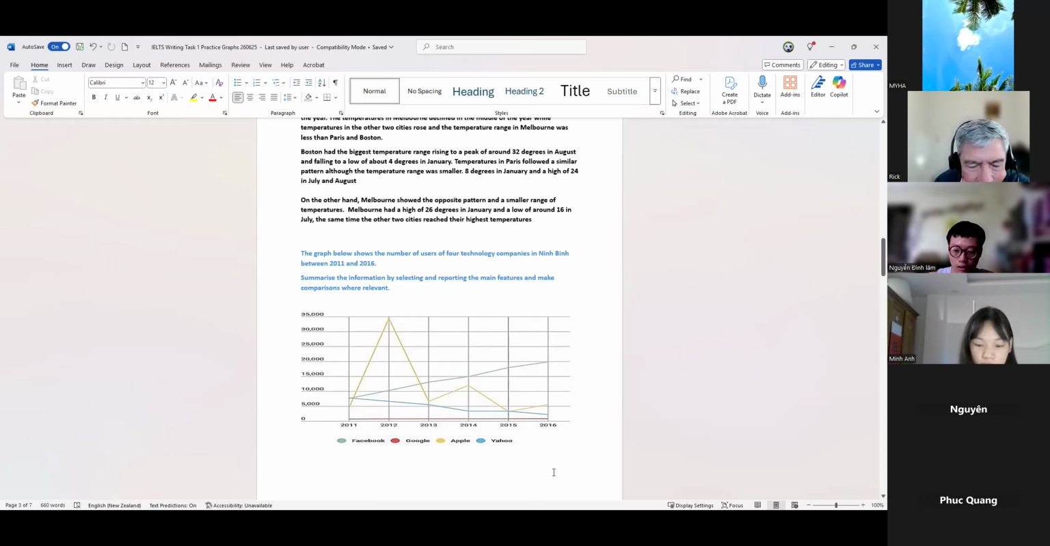And finally, Facebook. What happened to Facebook? Facebook users did what? Increased gradually. Good. Verb, adverb. Increased gradually. Good, everyone. Okay, so that is your overview for this graph. Are there any questions about that?